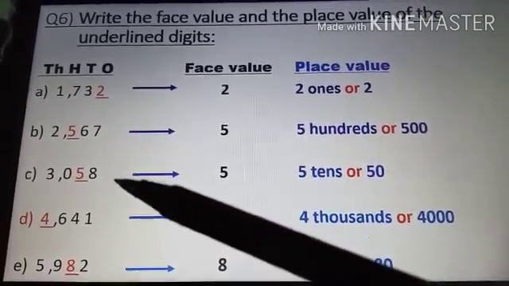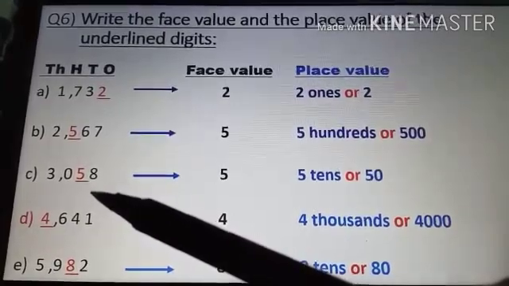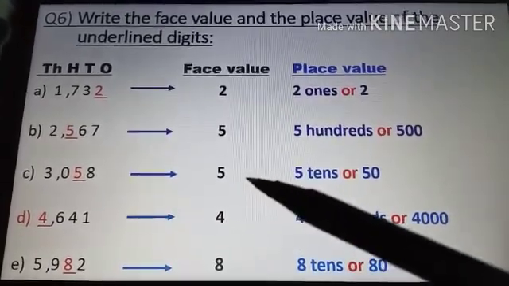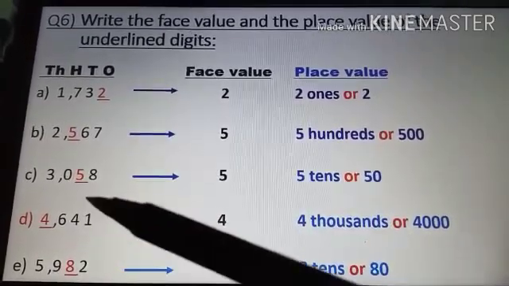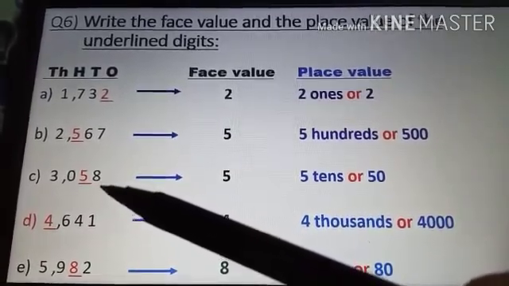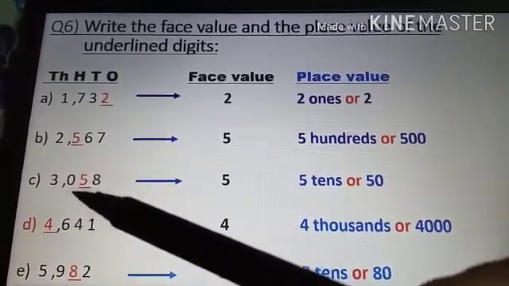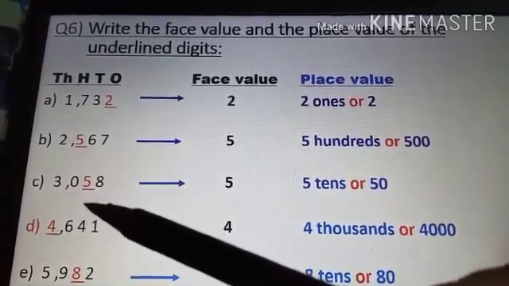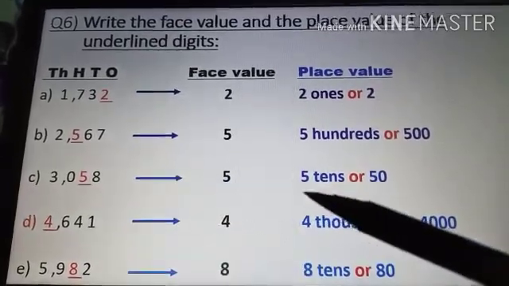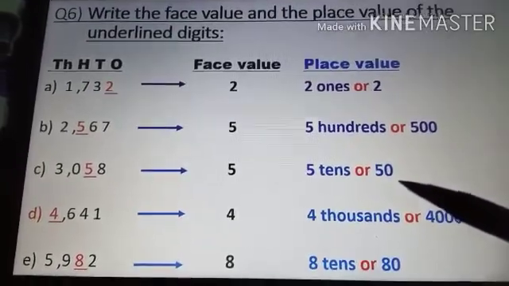Now move to question number C. The underlined digit is 5. Again face value will be 5. Same. Now you have to get the place value. So you read the place values: ones, tens, hundreds, thousands. 5 is at what position? Tens. So you will write here 5 tens, or you may write 50, 50.